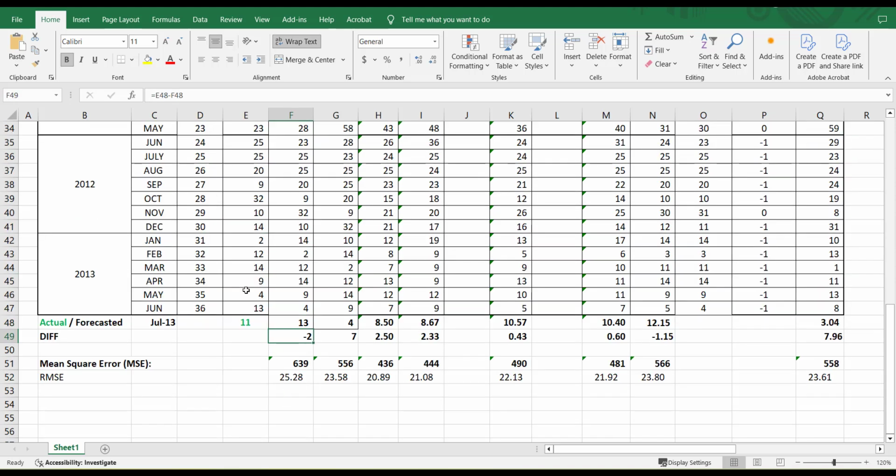It will give you an error, which means that it has over forecasted, and then it calculates the mean square error. The formula is SUMXMY2, which takes the difference between the forecast and actual data, and divides by the number of values, the count of the values in the forecast. So it gives you the mean square error.